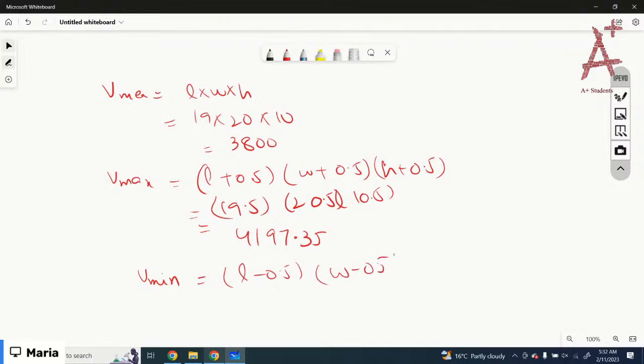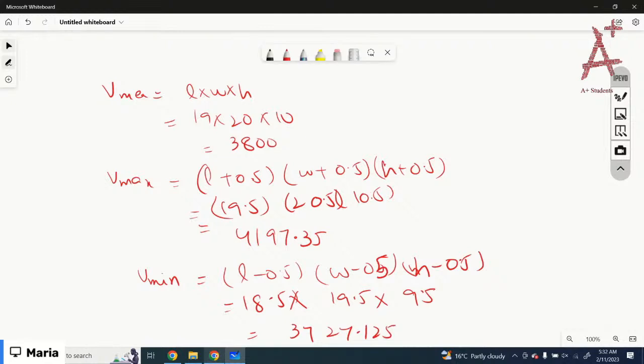Now you have to calculate the minimum. For the minimum you have to subtract 0.5 from each value and then multiply them. Length minus 0.5 is 18.5, times 19.5, times height 10 minus 0.5, which is 9.5. Got it? Just multiply all the values: 18.5 times 19.5 times 9.5. It would be 3427.125.